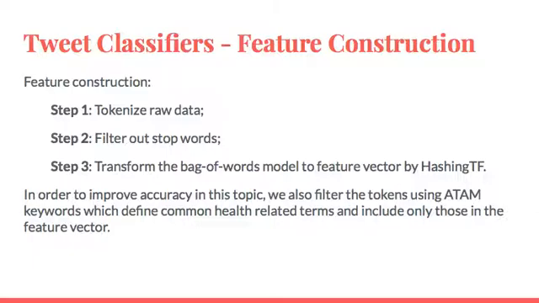For the Twitter classifiers, there are 3 steps for feature construction. Step 1 is to tokenize, step 2 is to filter, and step 3 is to transform into the feature vector. To improve the accuracy of the feature construction, we also filter the tokens using the Atom keywords.